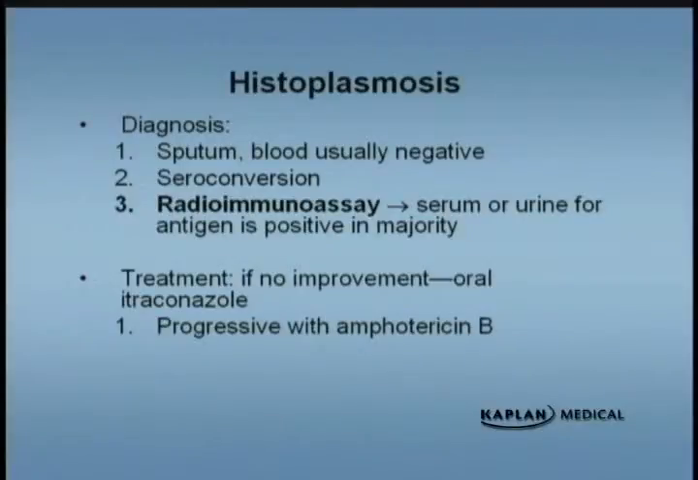For the diagnosis of histoplasmosis, sputum and blood are usually negative. In addition, children don't produce good sputum for you anyway. Seroconversion can help as far as titers, but radioimmunoassay is probably the best test to use. You can use serum or urine for radioimmunoassay. The treatment is usually with oral itraconazole. For the progressive disease, you go to amphotericin B.